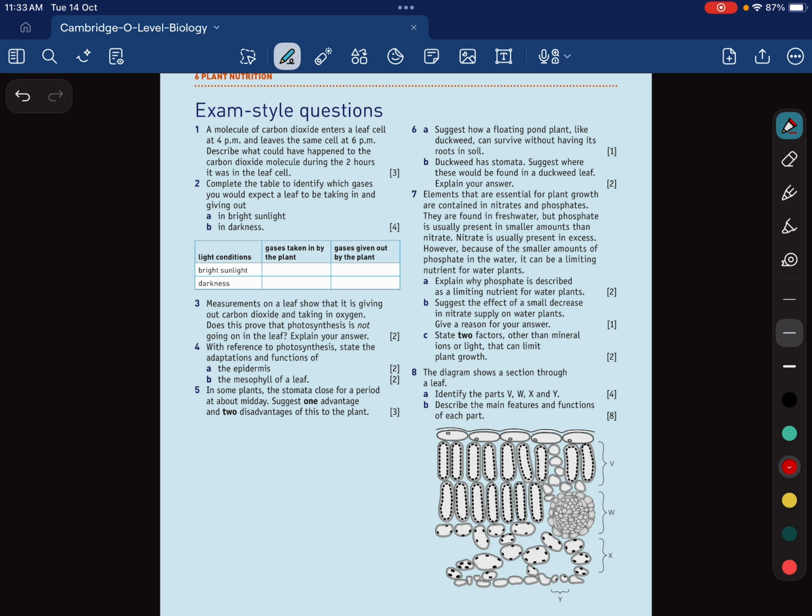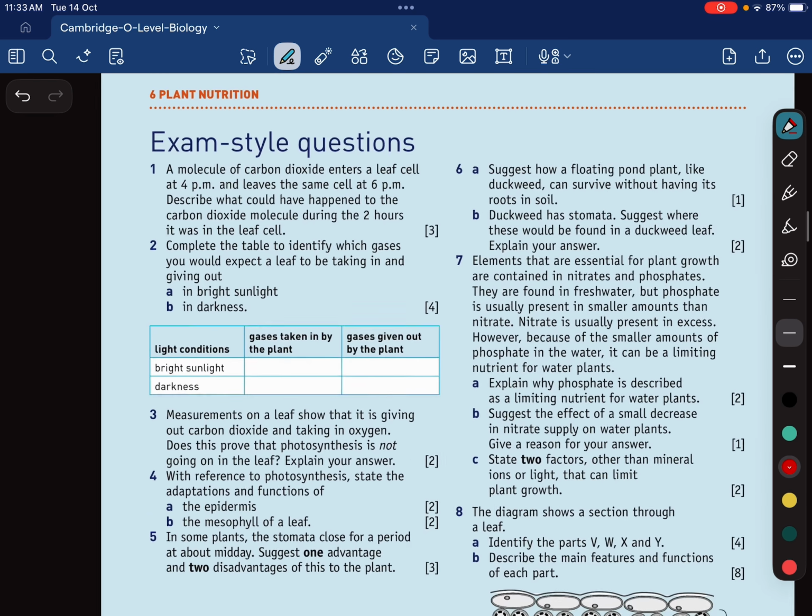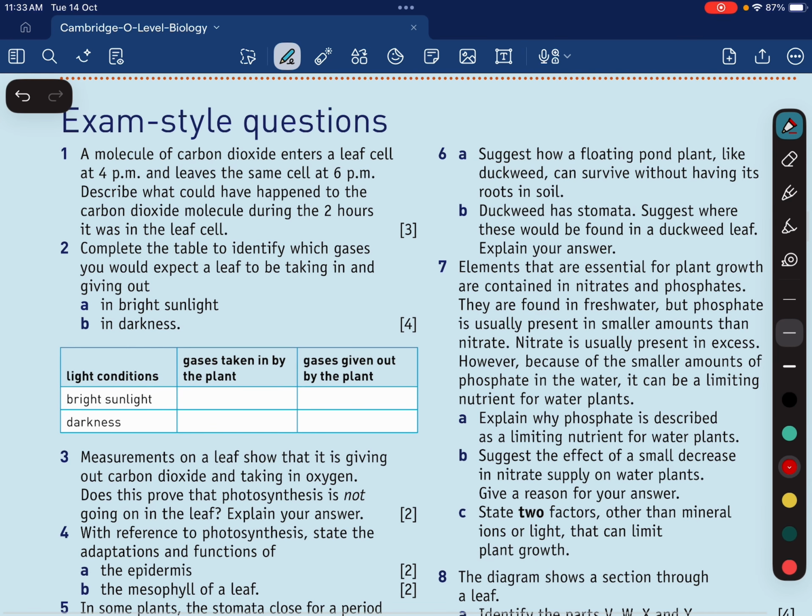All right. These are basically generalized questions for all the topics of the plants chapter, which consists of photosynthesis, the leaf structure, and mineral nutrition, right? So let's get into it. Question number 1. A molecule of carbon dioxide enters the leaf at 4 p.m., basically afternoon, and leaves the leaf at 6 p.m., evening time, basically when the sun sets. Describe what could have happened to the carbon dioxide molecule during the 2 hours it was in the leaf.